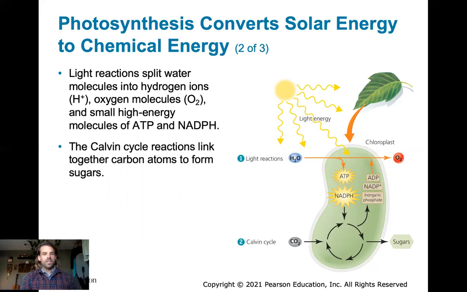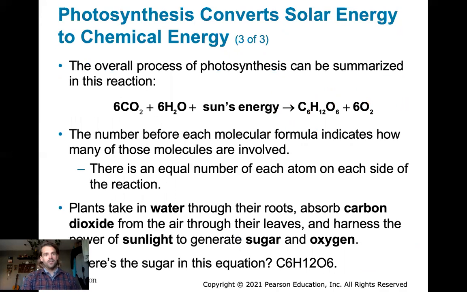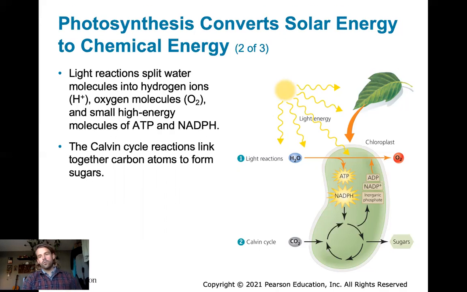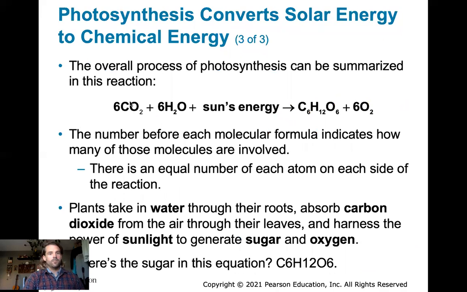The Calvin cycle essentially uses these high energy molecules to form sugars. Okay, so again, this is a helpful figure to look at. I think it's fun to think about how this actually works. It gets way more detailed if you want to start Googling it. But what I do want you to know is this overall process of photosynthesis, okay? So 6 carbon dioxide molecules plus 6 water molecules plus the sun's energy creates sugar and oxygen.